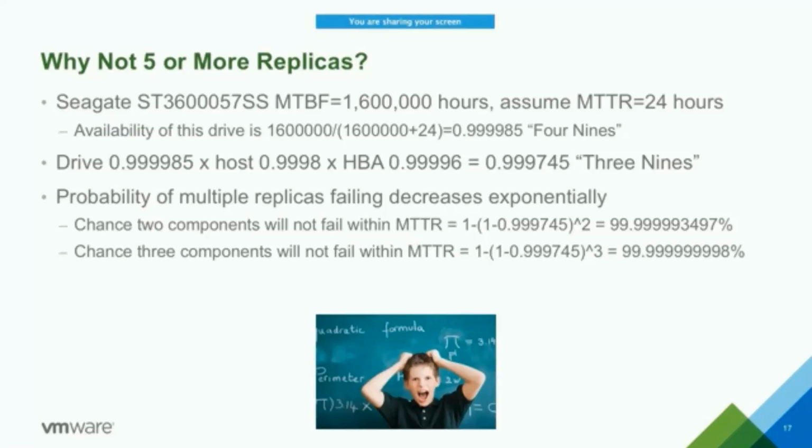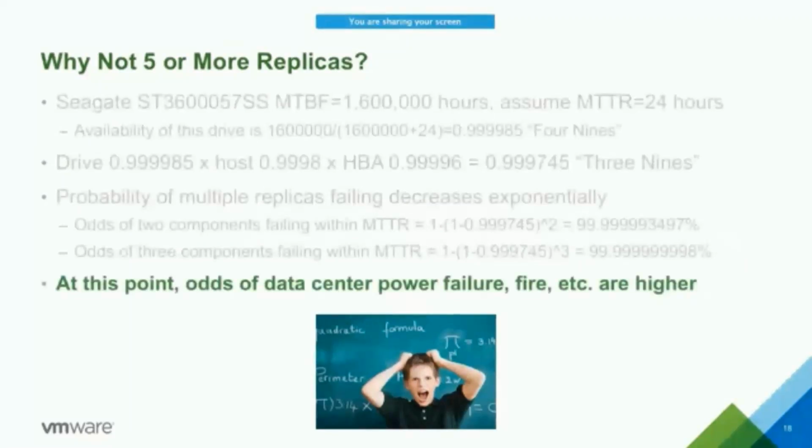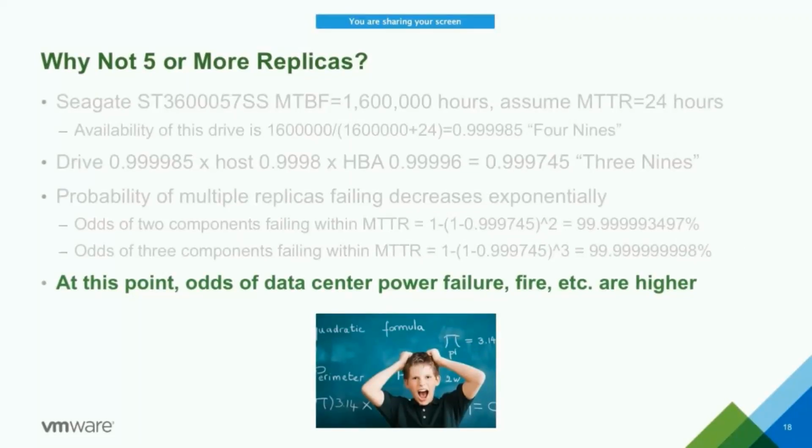For example, the availability of just a typical magnetic disk drive is 4 nines, and if you add some other components in there, it takes you down to 3 nines. But what we get to here is the fact that at this point your odds of something bigger affecting a lot more hosts is going to happen. A power failure, a disaster of some sort, the odds of that are higher than sustaining 4 or 5 failures within the vSAN cluster, if you just look at the math. So that's why we only go up to FTT equals 3.